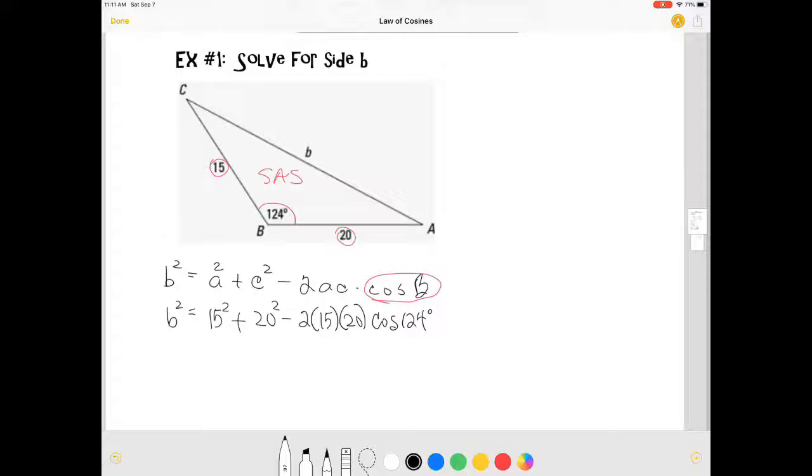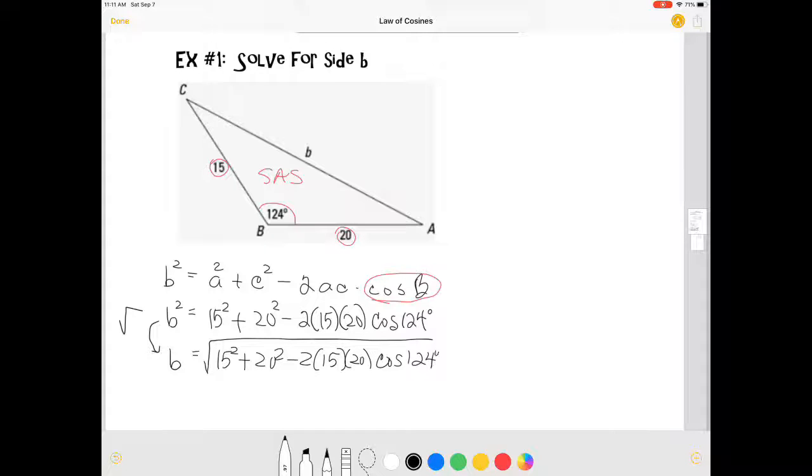Now the nice thing about side, angle, side is typically the way it's set up, you only have one more step left. We're solving for B, so the very next step is to take the square root of both sides to get B by itself. So now I'm going to be taking the square root of all the stuff that I just wrote. So I get the square root of 15 squared plus 20 squared minus all this stuff.